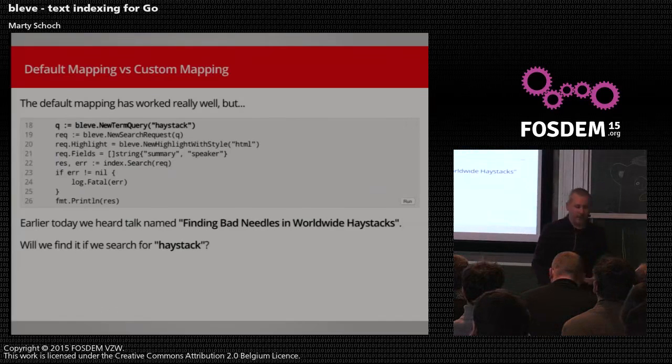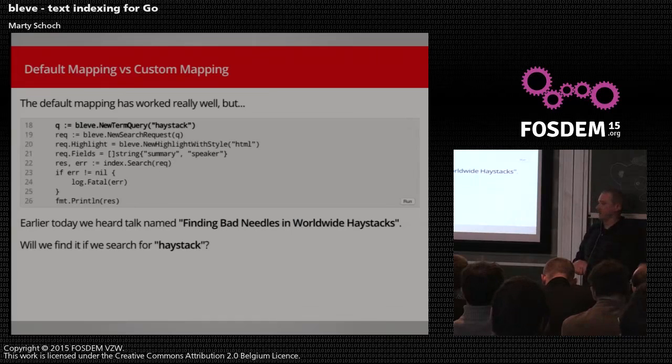So I mentioned the mapping at the beginning of the talk and how it was important. And as you can see, we've gotten pretty far with just using the default mapping. A lot of the stuff you expected to work did work out of the box. But it's not perfect, and I wanted to highlight that here because this is, I would say, a very important topic to successfully using Bleve. So there was a talk earlier today, finding bad needles in worldwide haystacks. And so let's say, what if we wanted to search for just haystack? Is it going to find it?